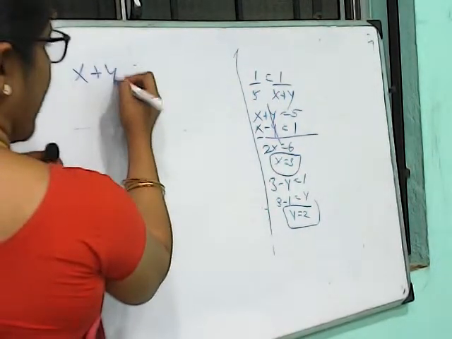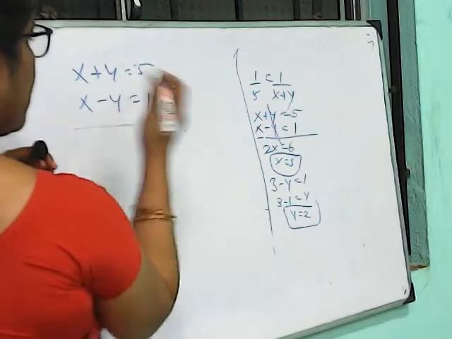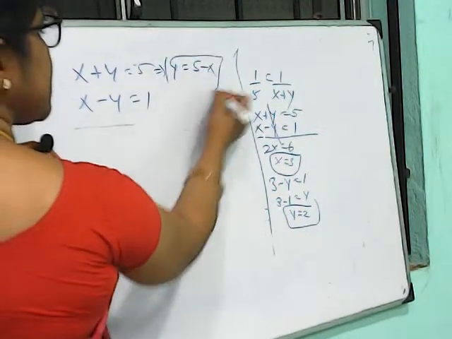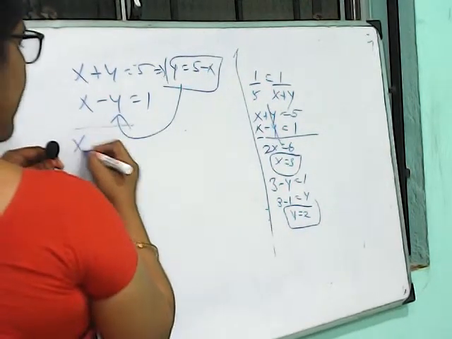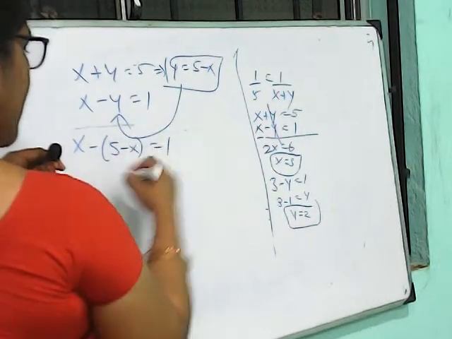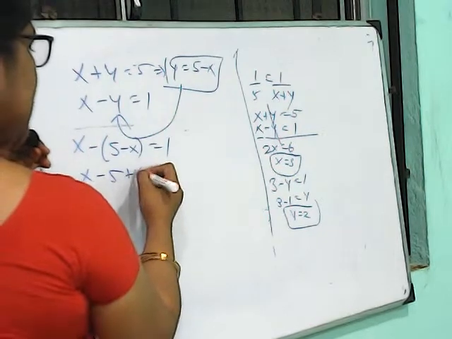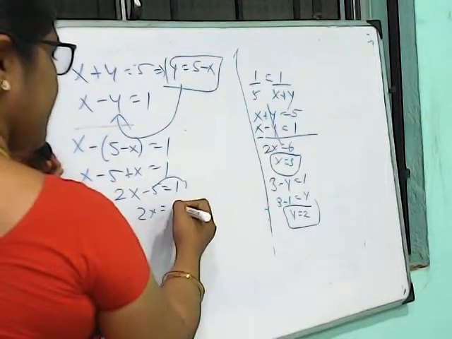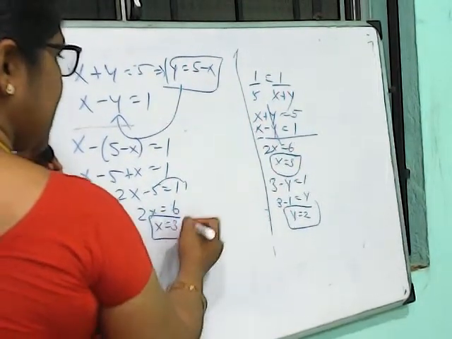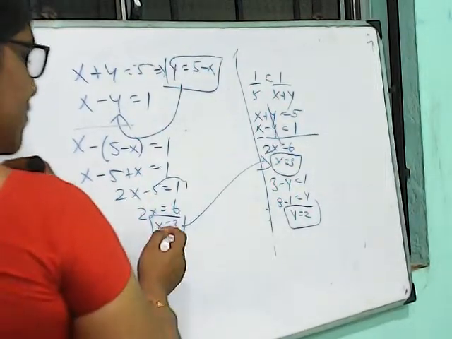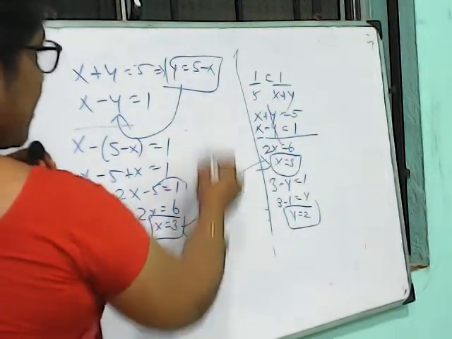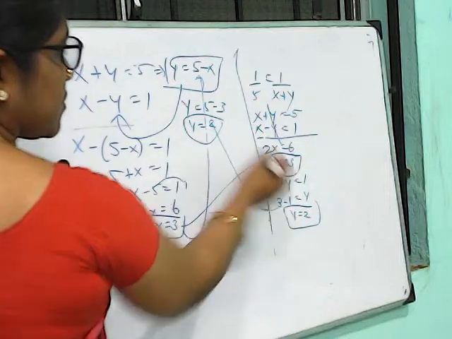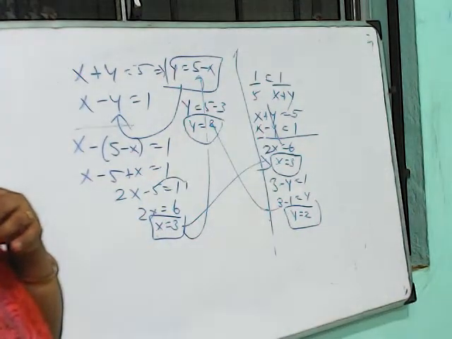Look at this. x plus y is equal to 5. x minus y is equal to 1. So for our easy usage, what can we do? y is equal to 5 minus x. Just substitute y is equal to 5 minus x in this equation. So x minus of 5 minus x is equal to 1. x minus 5, minus of minus is plus x, is equal to 1. 2x minus 5 is equal to 1. 2x is equal to 5 plus 1, 6. x is equal to 3. See, I have got the same answer. I have got x. Now how will you get y? Now substitute the x value in this. So y will be 5 minus 3, which is y is equal to 2. So this method is your substitution method.